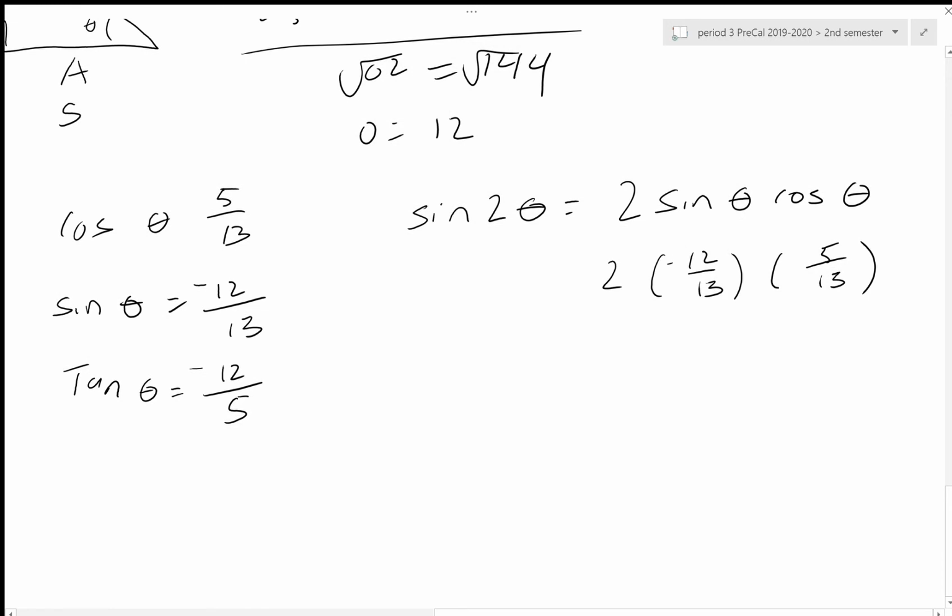Then just go ahead and do the math if you have your calculator. 2 times negative 12 divided by 13 times 5 over 13 gives me some decimal, so I change it to a fraction, and it tells me that this actually equals negative 120 over 169.